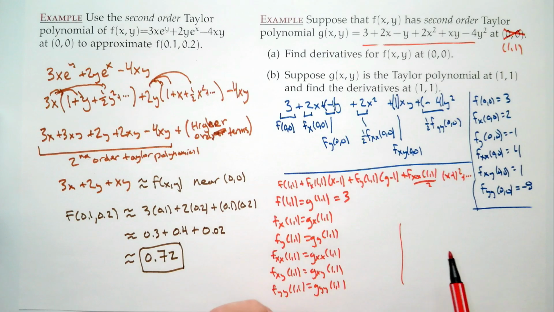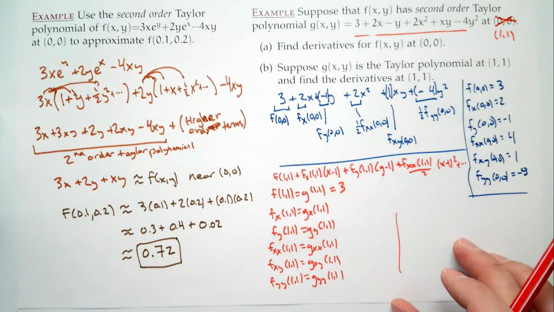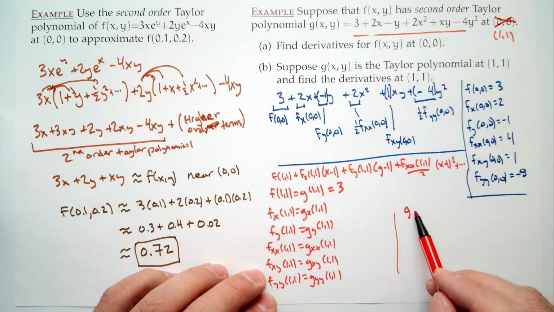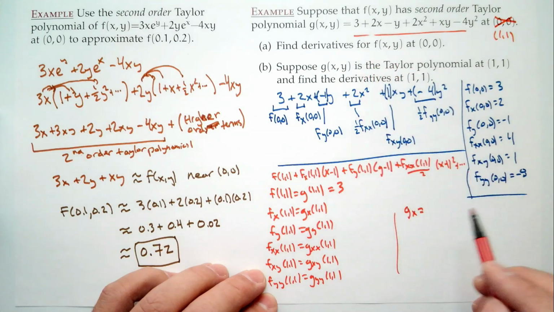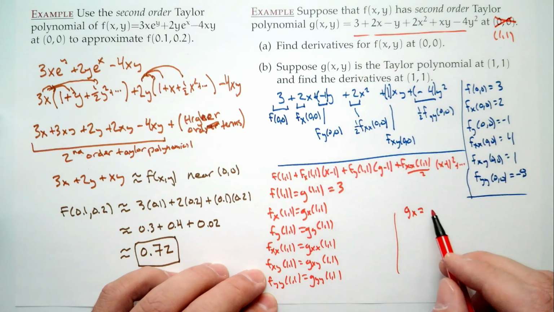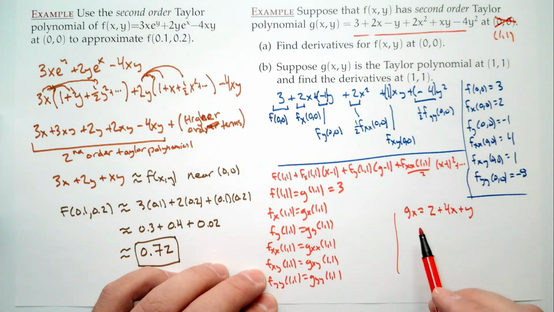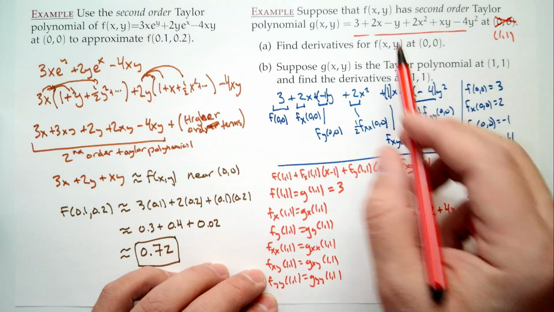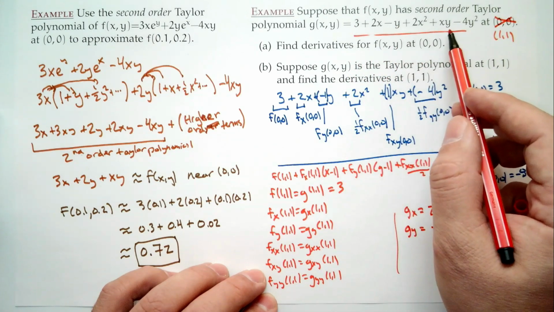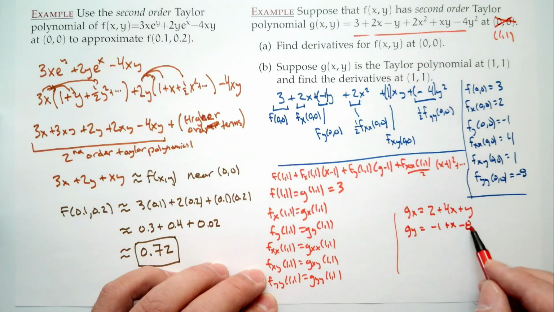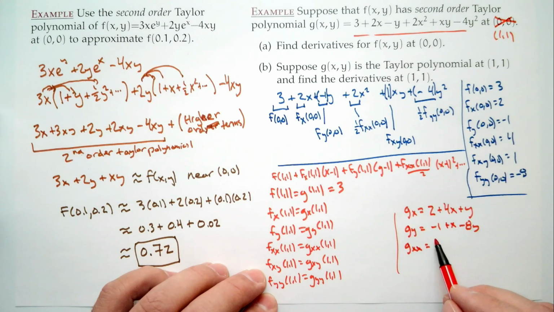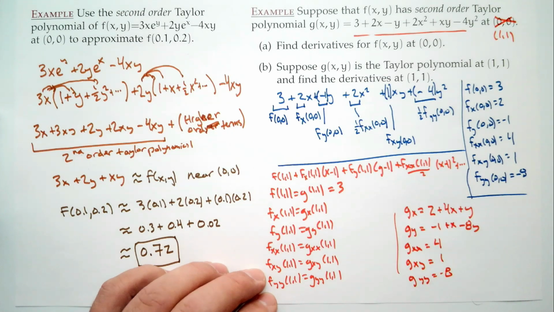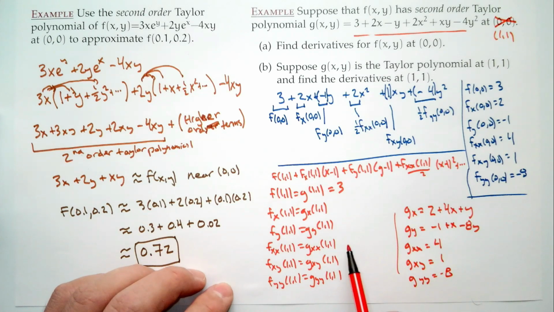Now, for the rest of it, we have to take derivatives. What does g_x turn out to be? The derivative of 3 is 0, the derivative of 2x is 2, the derivative of minus y is 0, 2x squared becomes 4x, xy becomes y, and minus 4y squared goes away. g_y is negative 1, plus x, minus 8y. g_xx is 4, g_xy is 1, and g_yy is negative 8. Some of these are pretty easy to find.